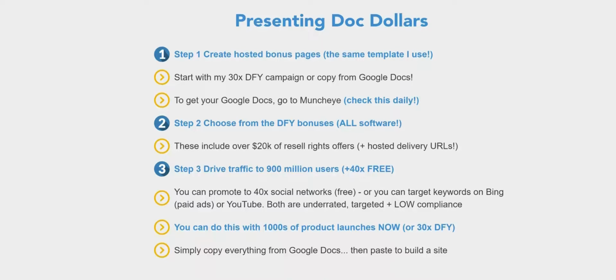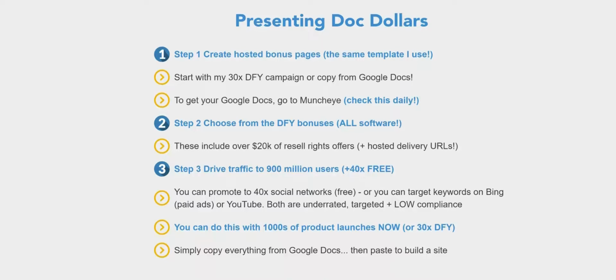We'll spend a little bit of time on Muncheye, but Muncheye is basically the site where if you have a new internet marketing product launch, you put all of the information on that site, you list your product launch on that site, affiliates then see it, they go to the affiliate page or the JV page, and then they can start promoting it. And this is a site that we'll want to check daily. So we're going to create our bonus page by copying from Google Docs that we'll find on Muncheye.